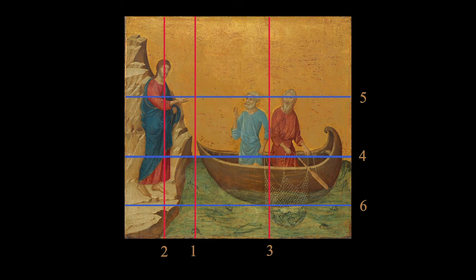Line 4, placed on the horizon line, divides the pictorial space vertically at the mean extreme ratio. Line 5, placed on the suggested line created through the alignment of the apostles' heads and Christ's hand and arm, divides the top vertical space at the mean extreme ratio. Line 6 is placed tangent to the bottom of the boat and top of the fissure within the apostles' net, dividing the lower vertical space at the mean extreme ratio.